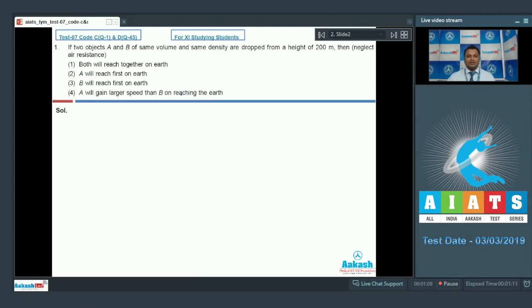We know very well the time taken for any object to reach the ground if released from some height is given by under root 2h by g, where h is the height from which it is dropped and g is acceleration due to gravity. The speed of object while hitting the ground is given by under root 2gh. If we see both expressions, we can say that the time taken as well as the speed is independent of volume as well as density of objects.